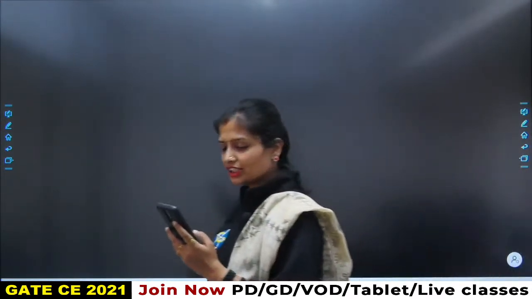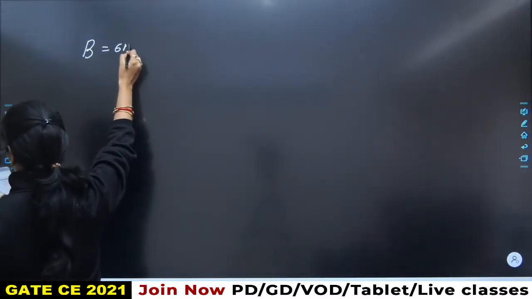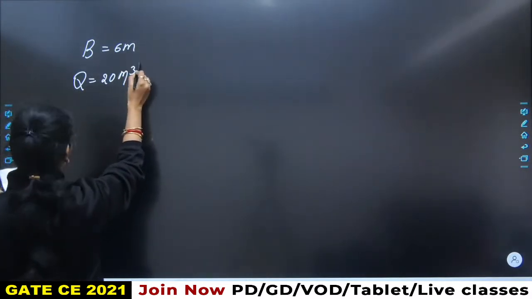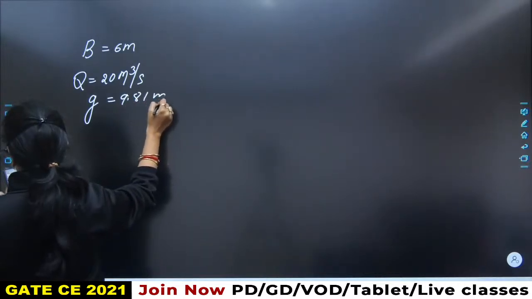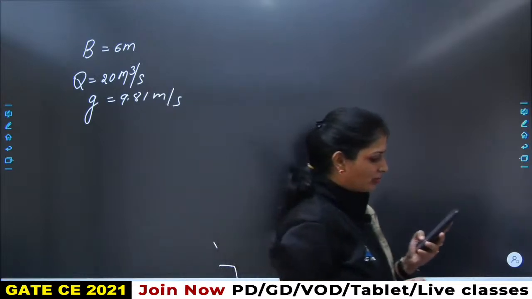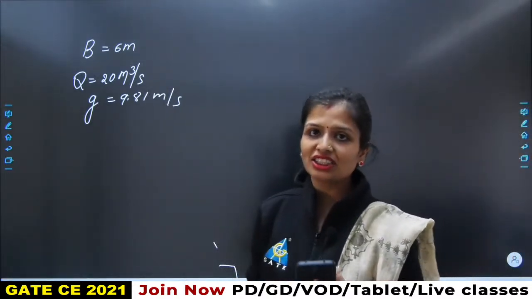Fine. So there was one question in the afternoon session for the open channel flow. There was a rectangular open channel whose width was given as 6 meters. It was carrying a discharge of 20 meter cube per second. Acceleration due to gravity was given as 9.8 meter per second square. They told to assume water is incompressible and inviscid: find the depth of flow at which specific energy is minimum.